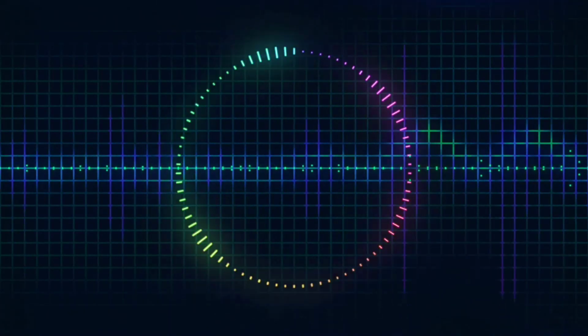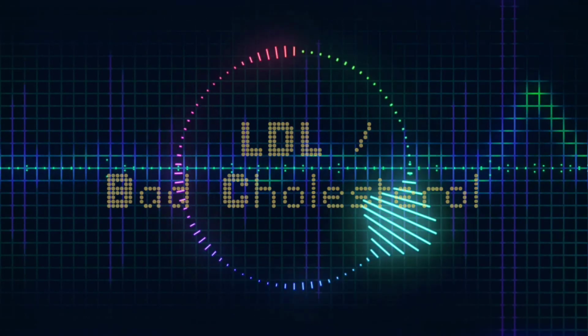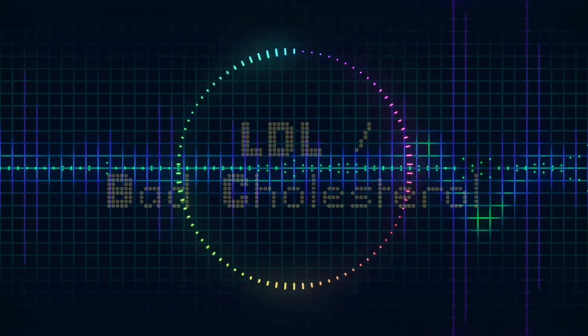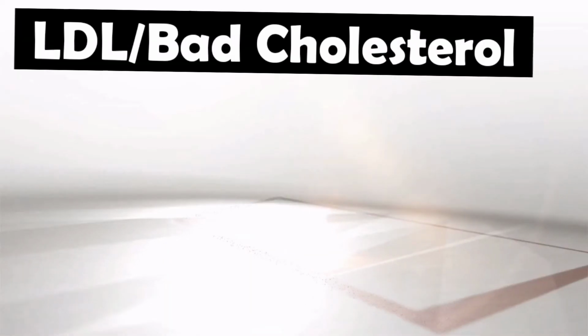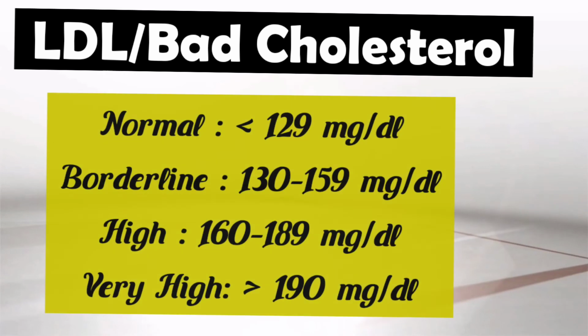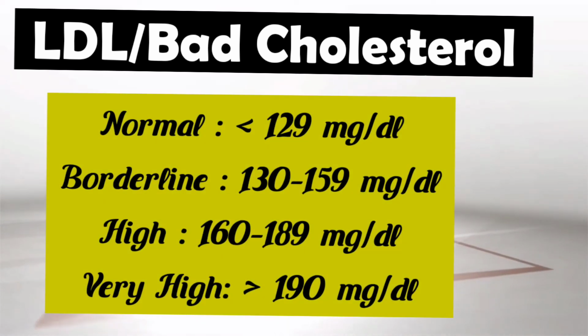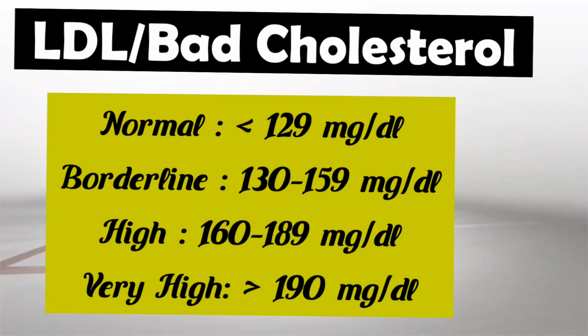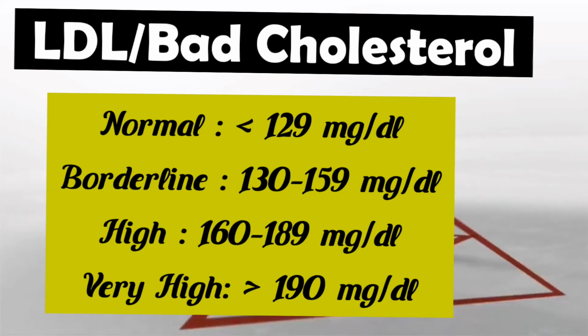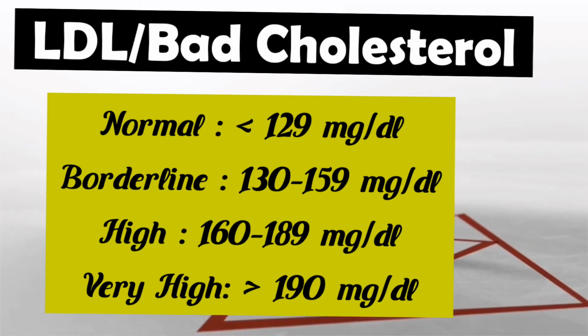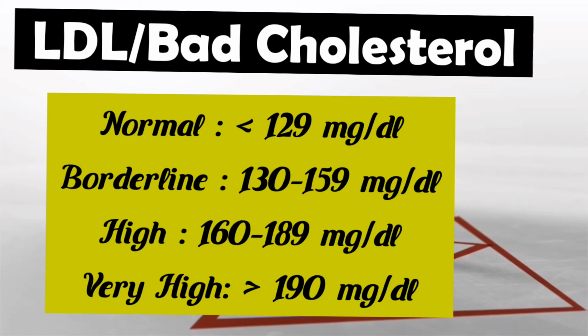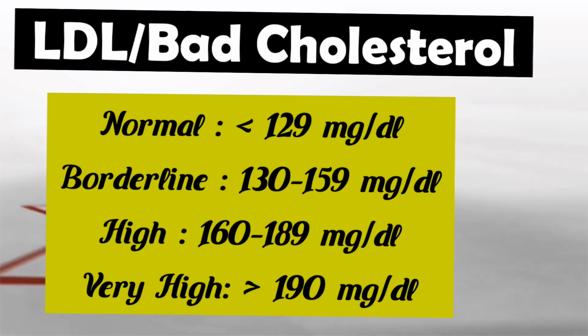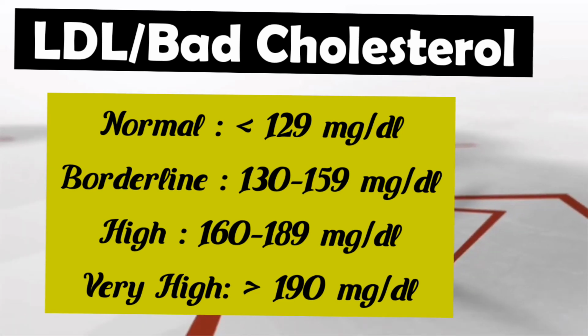Next comes the LDL, that is the bad cholesterol. It is a very important parameter. The values less than 129 is considered as normal. Values between 130 to 159 is considered as borderline. Values ranging from 160 to 189 is considered as high LDL levels, and greater than 190 is considered as very high increase in LDL levels.